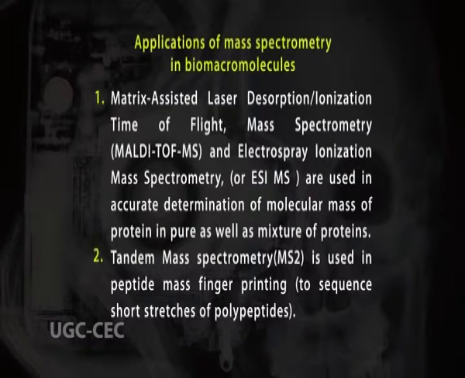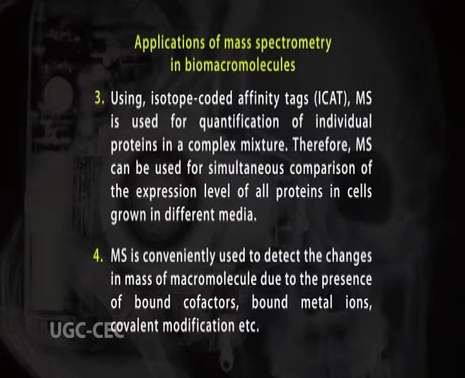Number 1. Matrix-assisted laser desorption ionization time-of-flight mass spectrometry, simply MALDI-TOF-MS, and electrospray ionization mass spectrometry, or ESI-MS, are used in accurate determination of the molecular mass of proteins, in pure as well as in a mixture of proteins. Number 2. Tandem mass spectrometry, or MS/MS, is used in peptide mass fingerprinting to sequence short stretches of polypeptides. Using isotope-coded affinity tags, ICAT, MS is used for quantification of individual proteins in a complex mixture.